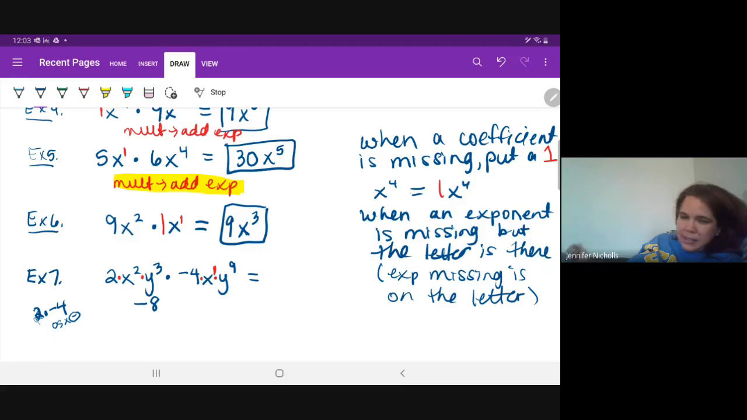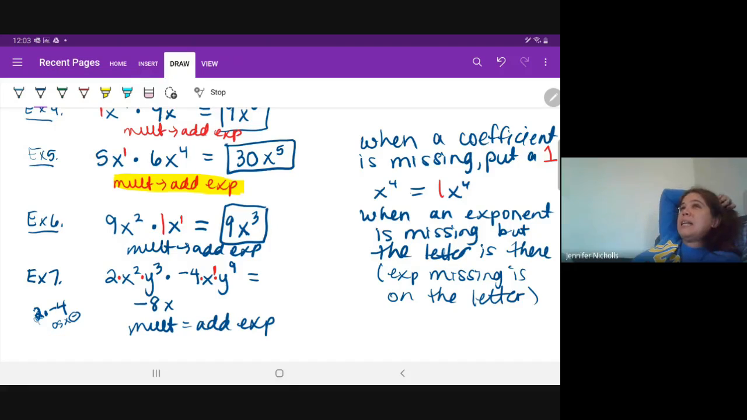Okay, x. Now, I'm going to write my message, or I forgot to write it on this one. Multiply is add exponents. And this one, multiply, add exponents. So you want to write that on each of your problems, because you're trying to get it in your brain permanently. We're trying to put it in the permanent part of your brain. If you just try to remember it once, it won't stay in the permanent part of your brain.